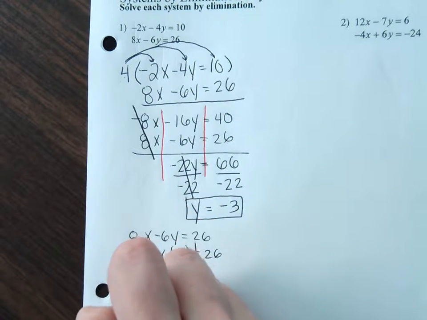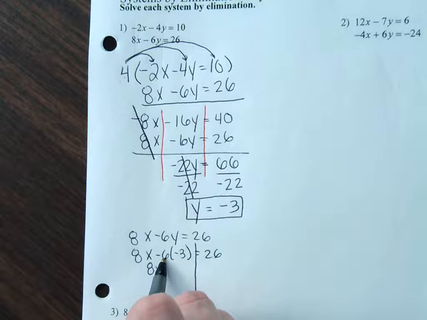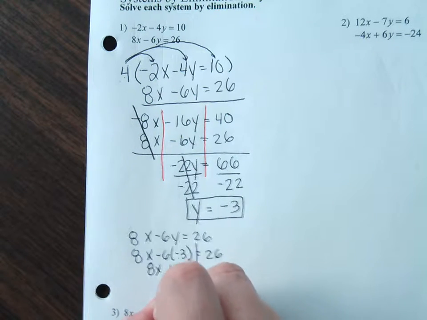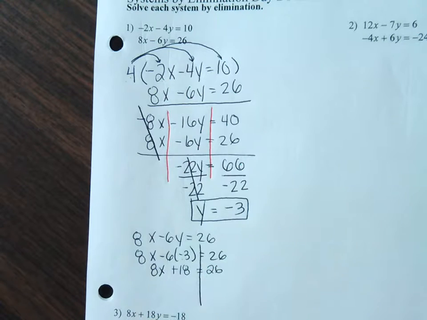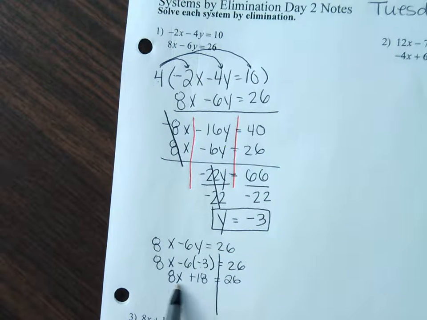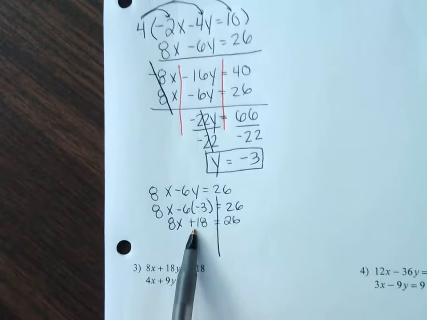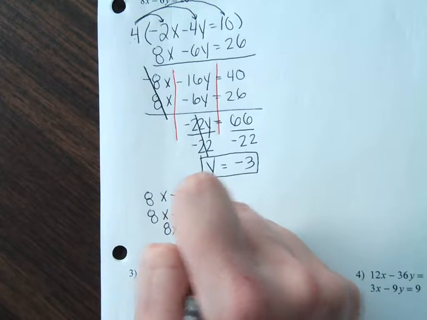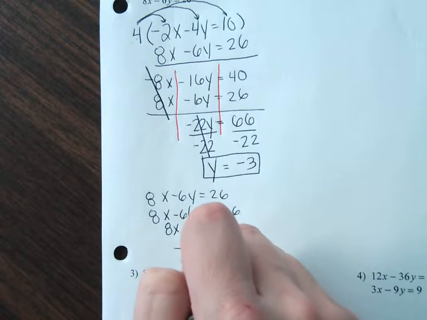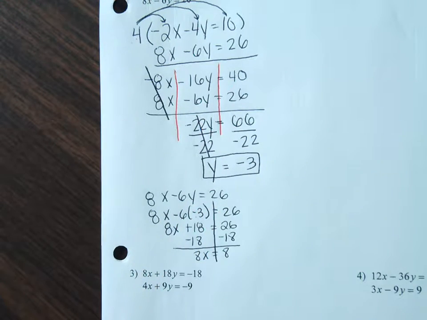Then we solve. 8x comes down. Negative 6 times negative 3 is positive 18. Bring down my equal sign and 26. Now we have a two-step equation. Since 18 is being added, we subtract 18 from both sides. And that gives me 8x equals 8.